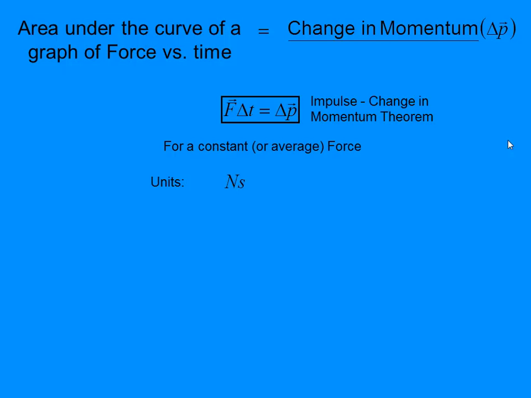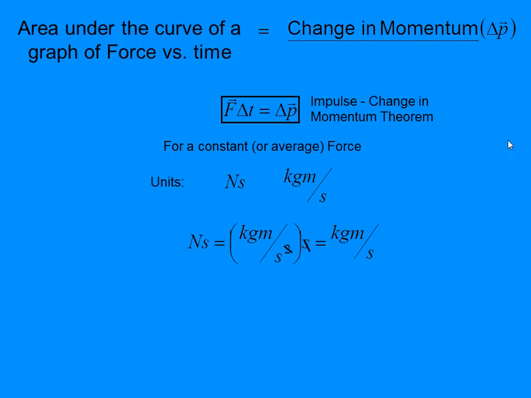Units: Newton seconds for the impulse. Change in momentum is mass times change in velocity, so that's a kilogram meter per second. Now you might say, but wait a minute, how could those be equal when the units aren't the same? The answer is, they are the same. Remember that a newton is a kilogram meter per second squared, the force required to make a 1 kilogram object accelerate at 1 meter per second squared. So canceling out the seconds, we get a kilogram meter per second. So they're really equivalent units.